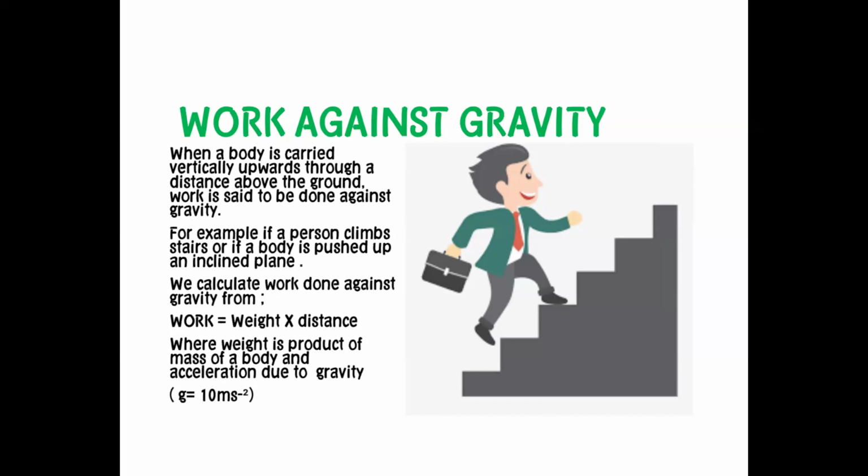Yes, Bernice? When a body is carried vertically upwards through a distance above the ground, work is said to be done against gravity. For example, if a person climbs stairs or if a body is pushed up an inclined plane, we calculate work done against gravity from work equals weight times distance, where weight is the product of mass of a body and acceleration due to gravity. Okay. Thank you for reading for us.